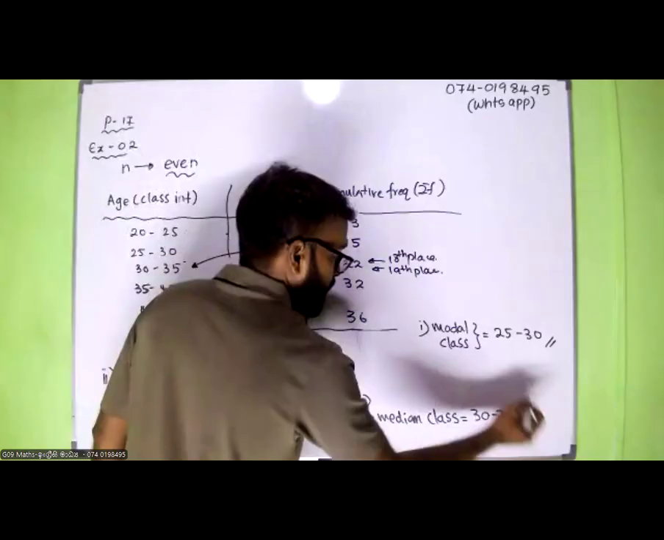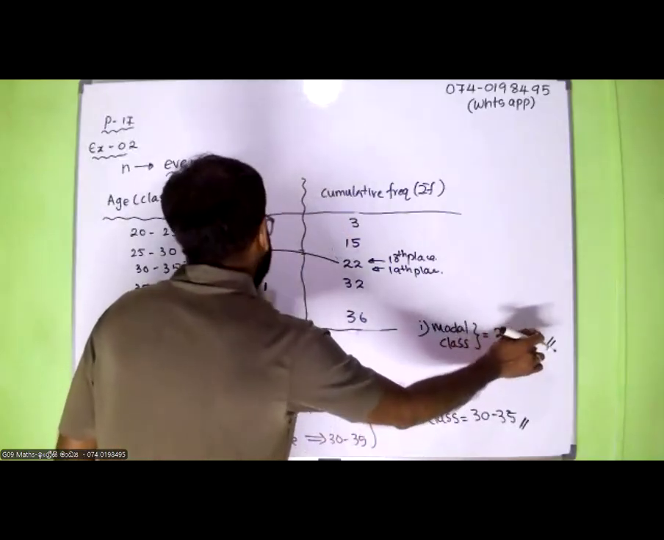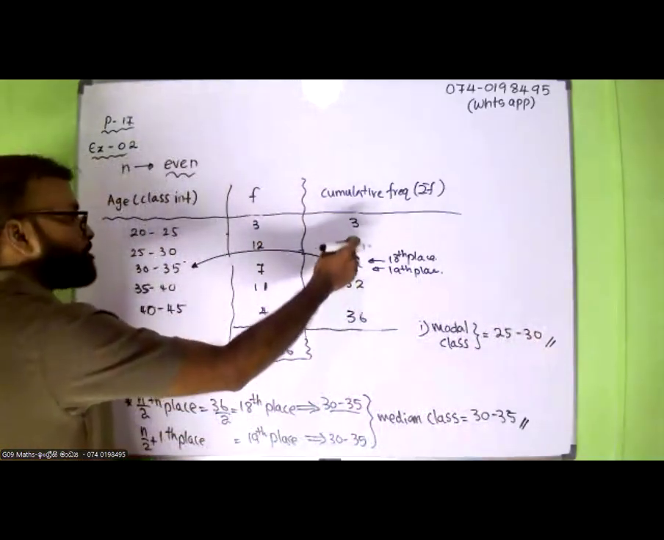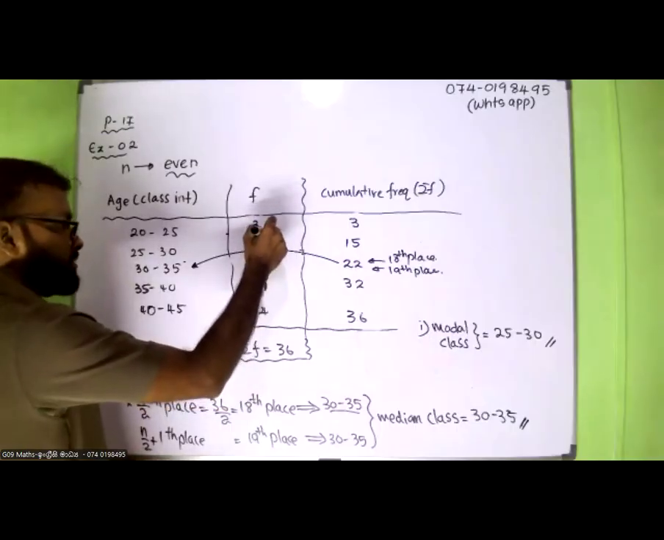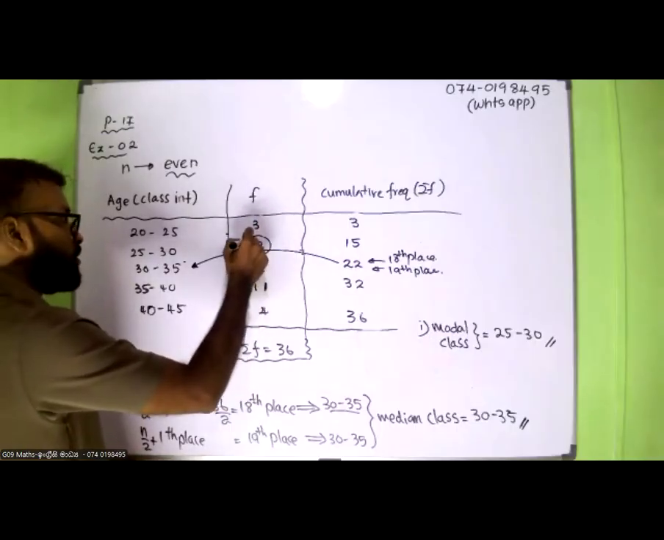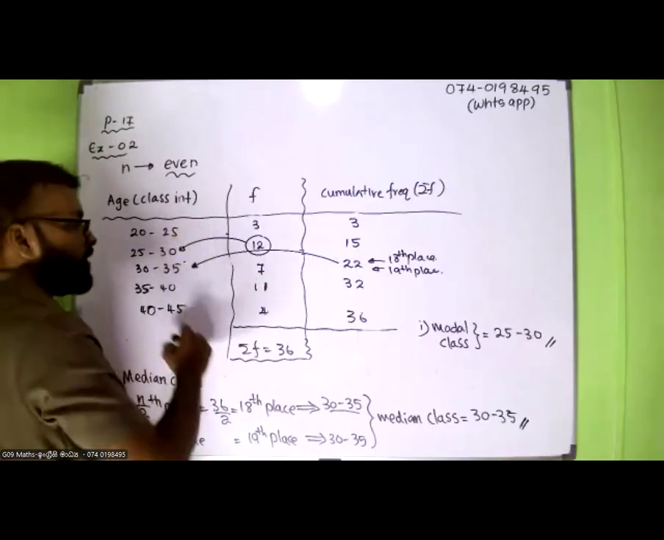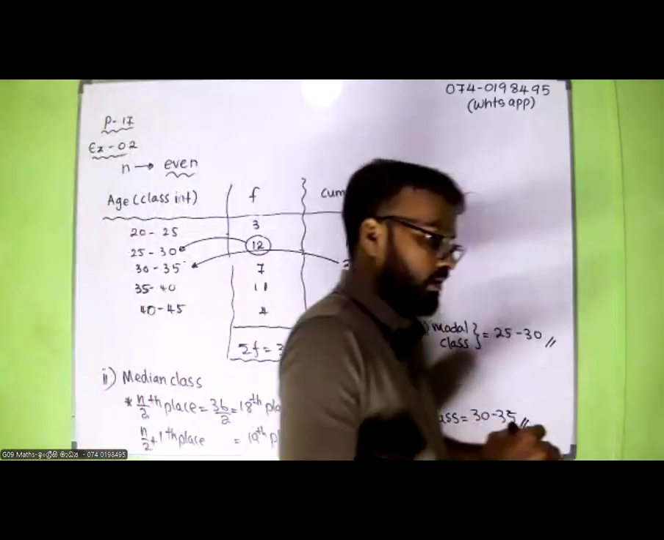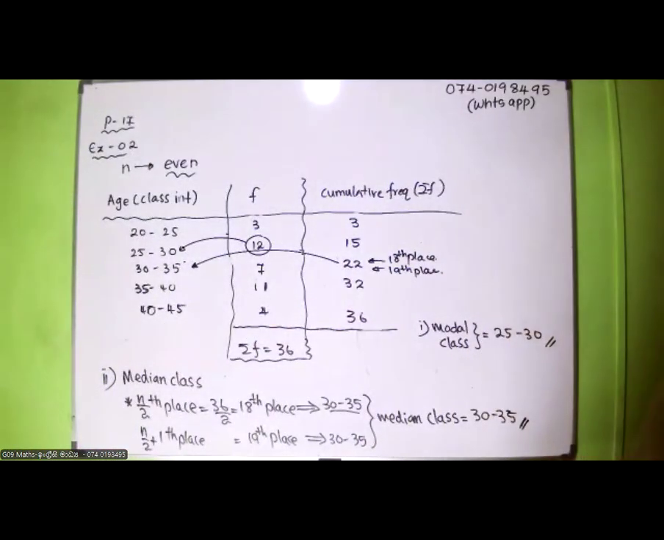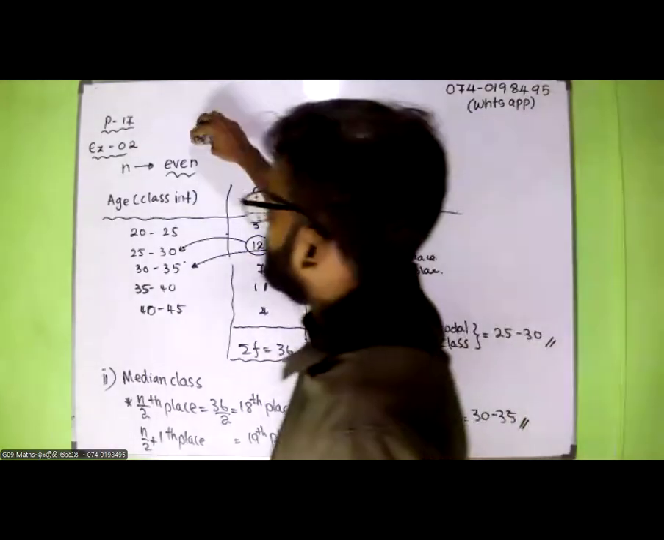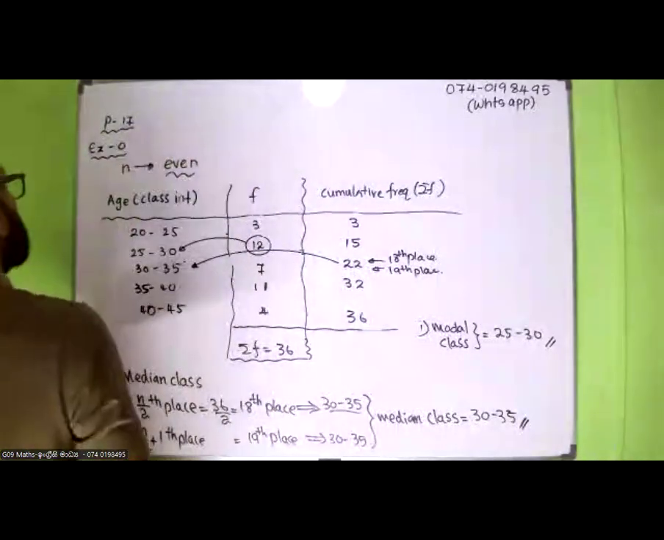So this is it, and you know how to find the modal class. By looking at the highest frequency, which is 12, the modal class is 25 to 30. So I think you have finished it. This is example number 2. So I will discuss example number 3.